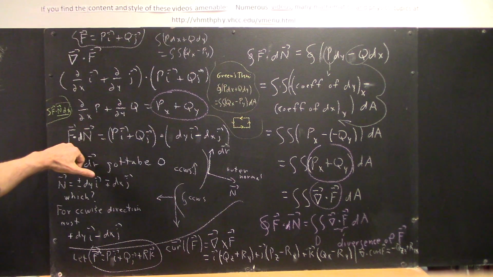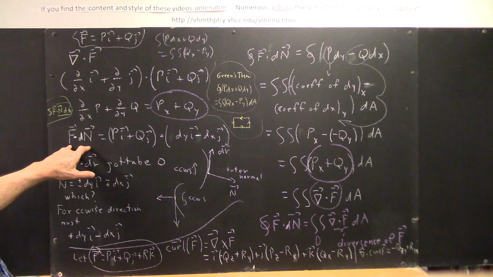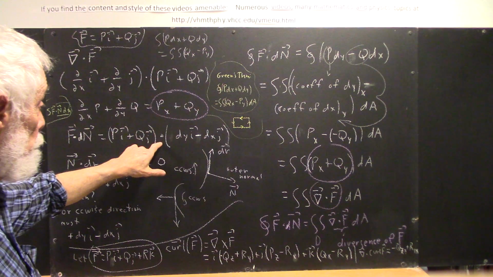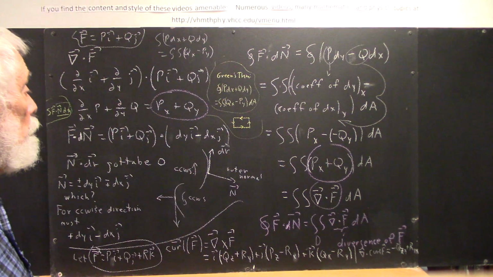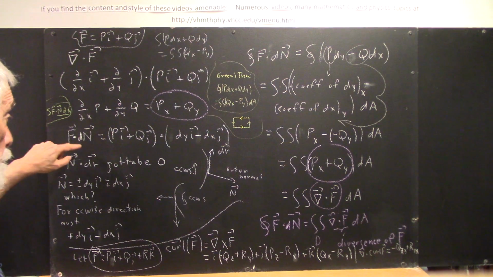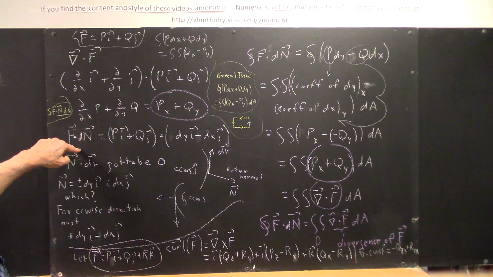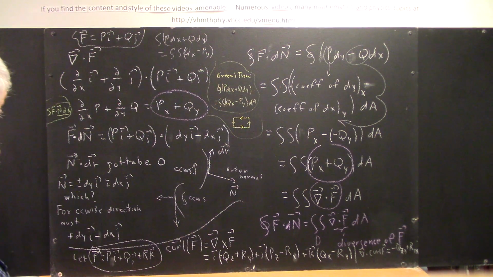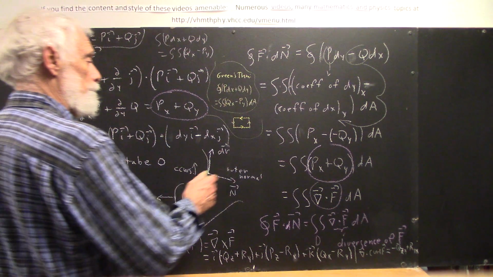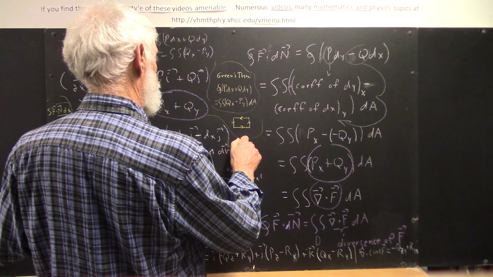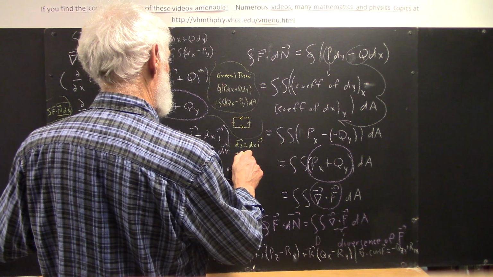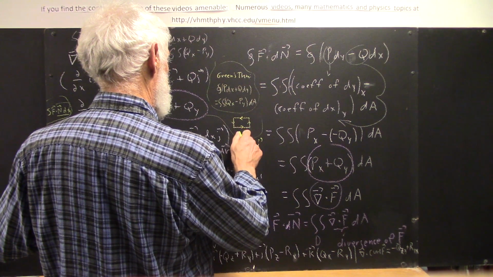So our f dot dn is just, well, f is just pi plus qj, and that's dotted with what? That's dotted with the normal to our displacement increment along the curve, along the boundary. Now, the displacement is ds, which equals dx i plus dy j.